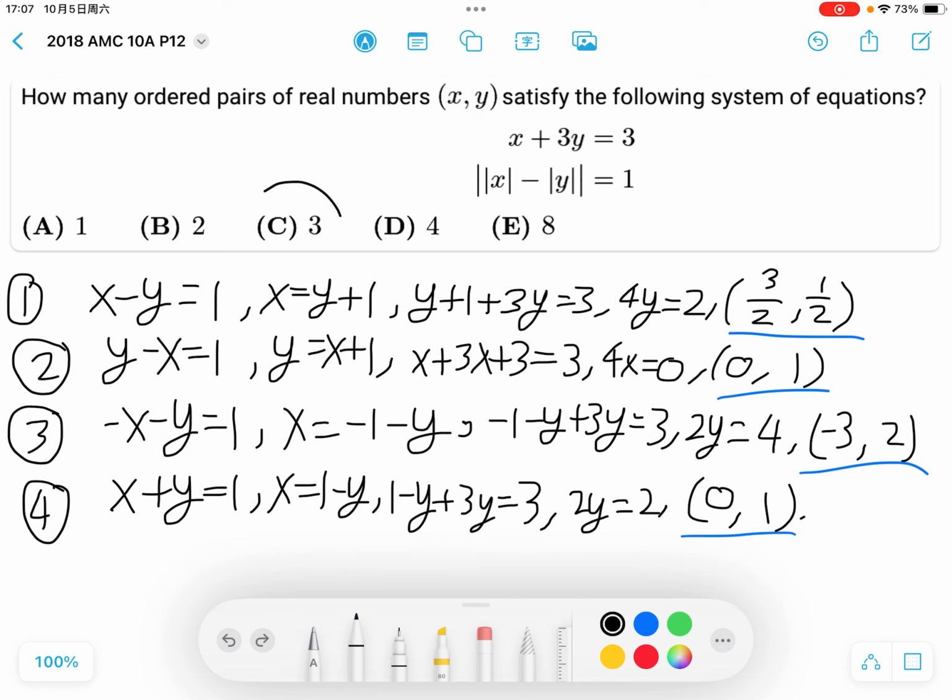Now, how do we know that it's not 4, it's not 8? How do we know that? Because we've already done every single case that we can think of, and there's no other case, unless you don't consider real numbers. This question says real numbers, but if it didn't, you could consider non-real numbers, like imaginary numbers.